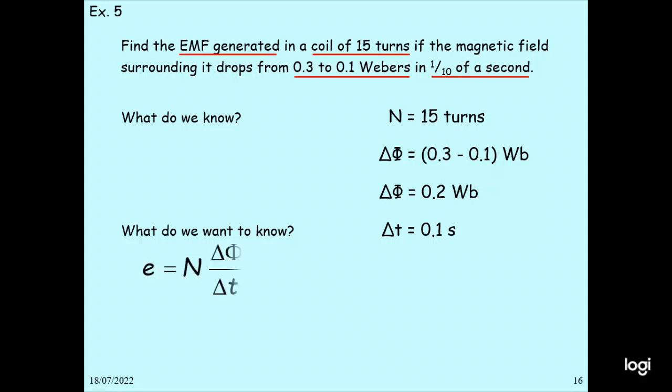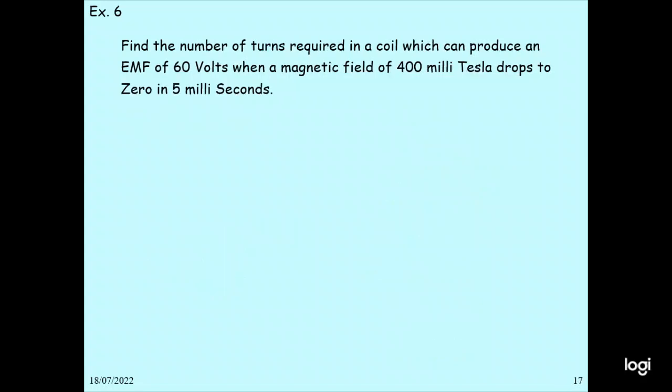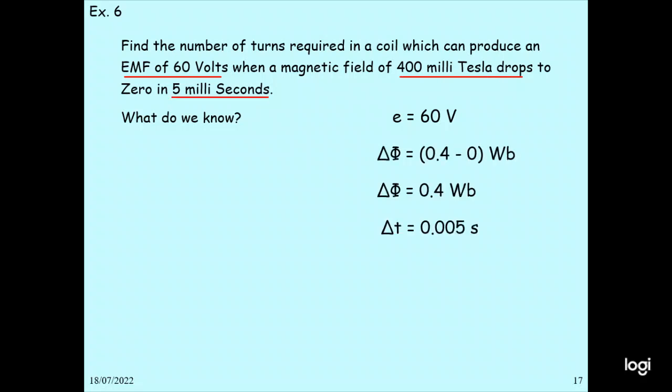The next problem: find the number of turns required in the coil which can produce an EMF of 60 volts when a magnetic field of 400 millitesla drops to 0 in 5 milliseconds. What do we know? We know E equals 60 volts, and ΔΦ is 0.4 minus 0, so 0.4 weber, in 0.005 second. What do we want to know? We know E equals N dΦ/dt, so N equals E over dΦ/dt, so it's 60 by 80, where dΦ/dt is 80 webers per second. N equals 3 by 4 turns.